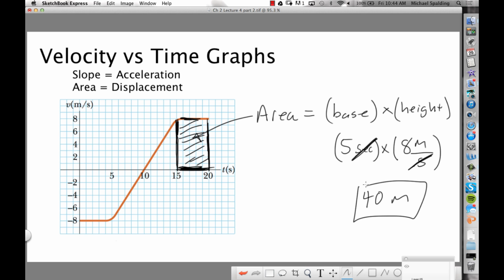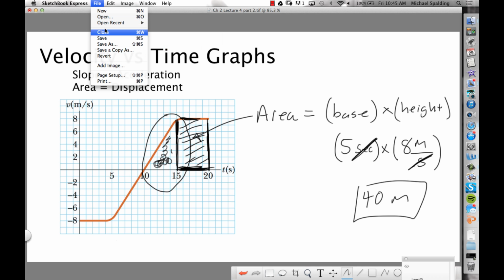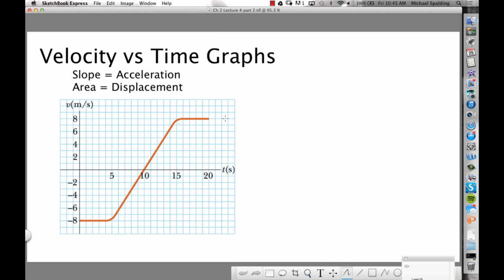Now look, what if you're on a part of the graph that is a non-constant velocity? Like let's say you were focusing on this other part in here. If you're focusing on this part in here, how would you go about finding that area? So here, let me clean this up. So let's say instead, what if we were focusing in here? You would go area equals what?